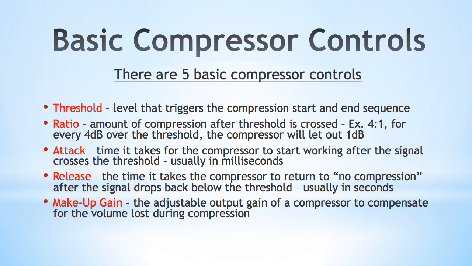The next control is the ratio. The ratio is the amount of compression after the threshold is crossed. Now, you'll always see the ratio in like a 2-to-1 or 4-to-1 or 10-to-1 configuration. It's always a something to 1. What that means is, let's say we have a 4-to-1 ratio. For every 4 dB over the threshold, the compressor will only let 1 dB out. So a higher ratio means more compression.